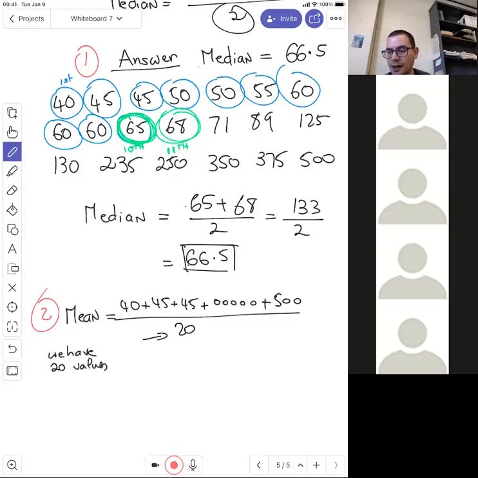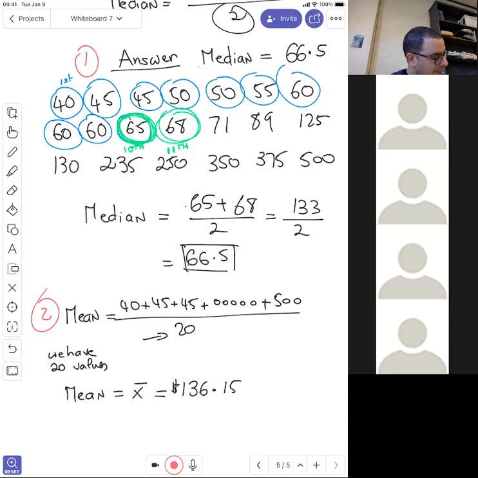If you do that, the mean would be, X bar, which is the notation for the mean, 136 dollars and 15 cents. So 136.15. That will be the X bar, the mean. As you can see, the mean is about twice the median. All right, so that's the mean, that's the average. Now the trimmed mean.